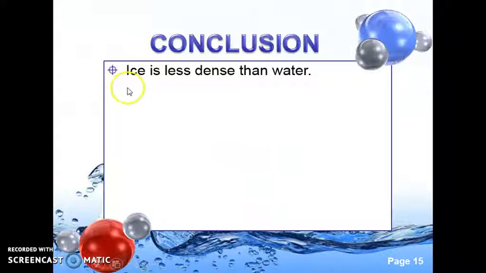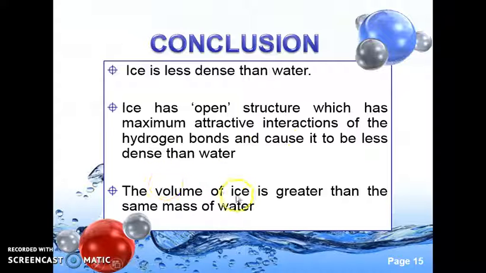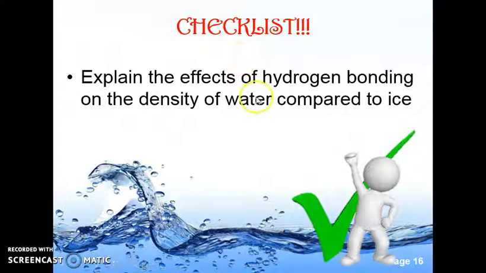So as a conclusion, ice is less dense than water. Ice has an open structure which has maximum attractive interactions of the hydrogen bonds and causes it to be less dense than water. The volume of ice is greater than the same mass of water. So hopefully you have achieved the lesson objective, which is to explain the effects of hydrogen bonding on the density of water compared to ice.